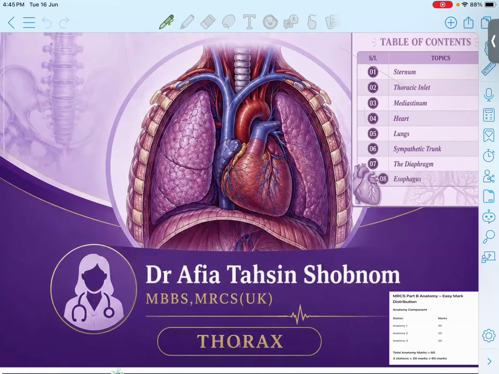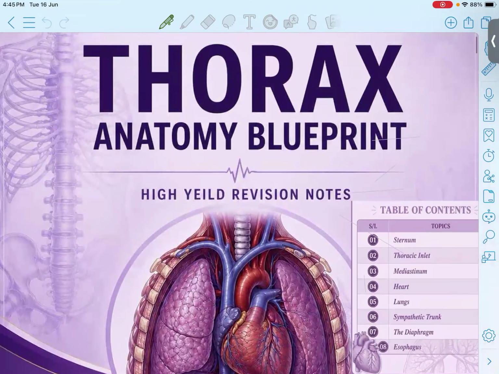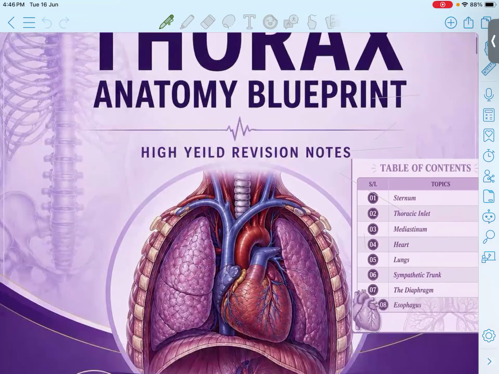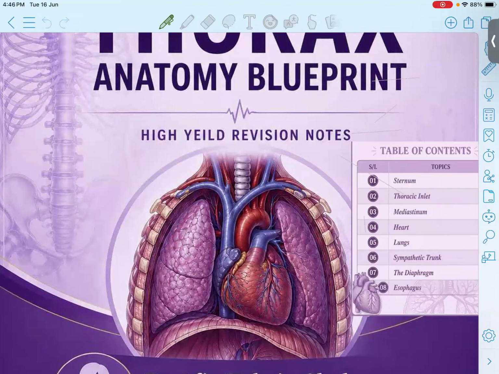Okay, coming to our topic, thorax. There are 8 main topics in thorax, but not all are so important. Among thorax anatomy, mediastinum is most important, a 3-star topic. Heart is a 3-star topic, lungs is a 2-star topic, and the diaphragm and esophagus are 3-star topics. Other topics do not come frequently.